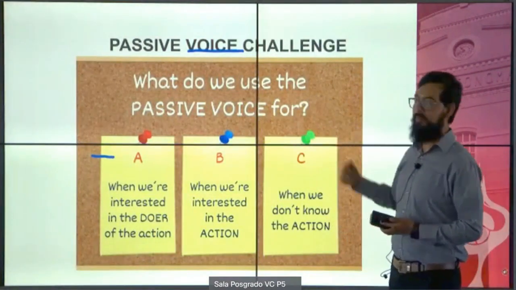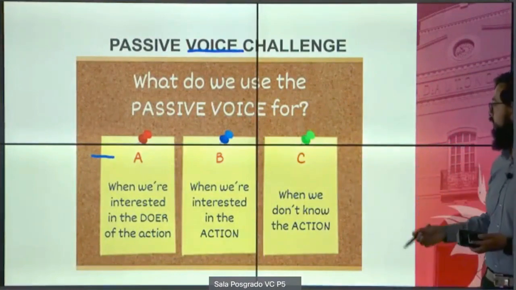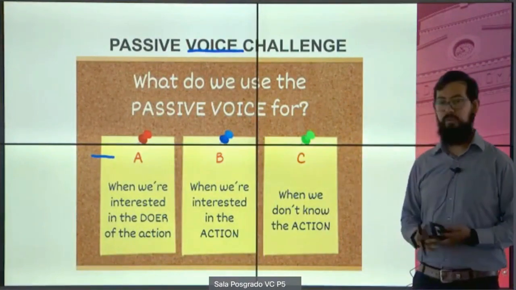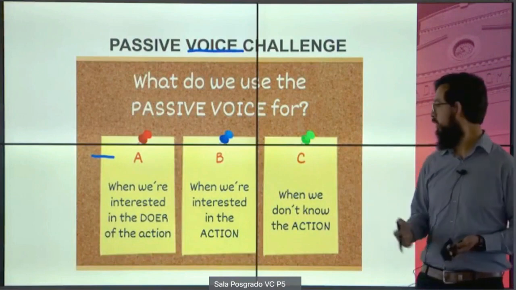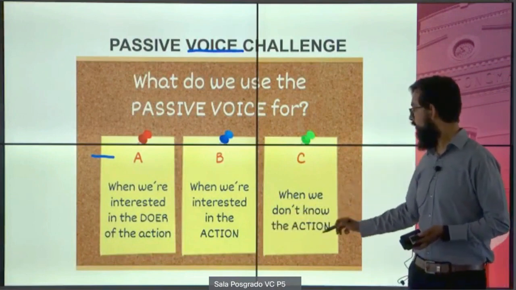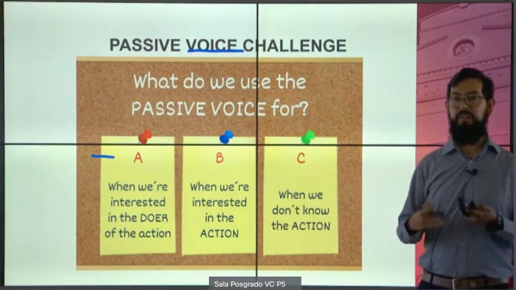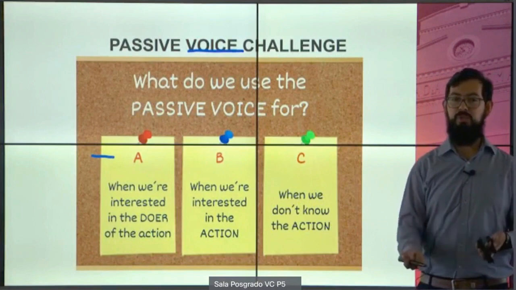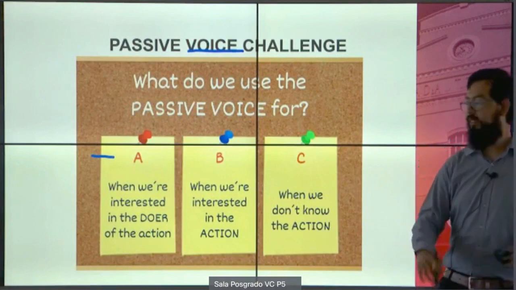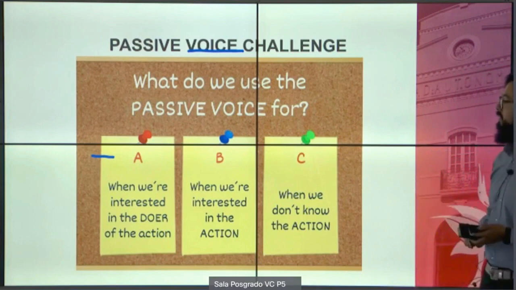What do we use passive voice for? Let me know. What do we use passive voice for? When we're interested in the doer of the action, when we're interested in the action, or when we don't know the action. Okay? If we talk about inventions, or the news, or wars, okay? Just take some seconds to think about this. A, B, or C.